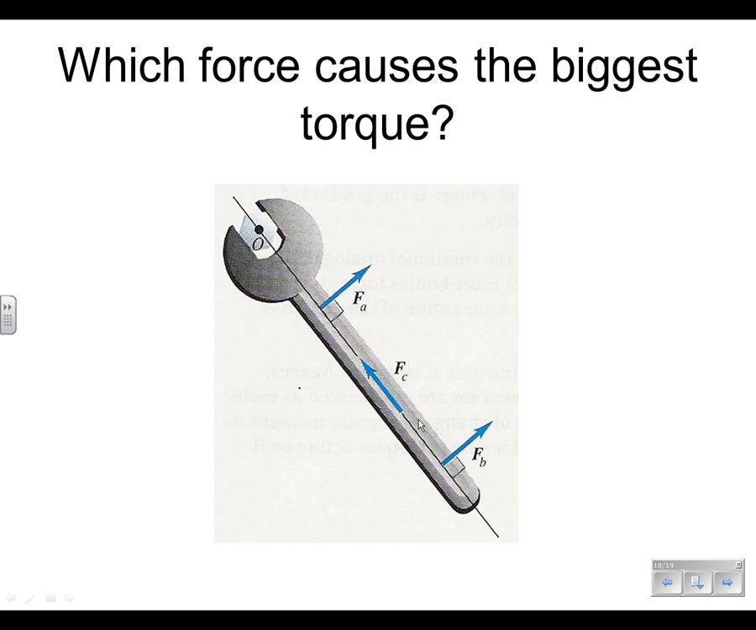F of C passes through the center of rotation, and we already discussed that that force is not going to cause any torque. F of A and F of B are both being applied perpendicularly to the wrench, so the angle is 90 degrees, which, when you plug it into your calculator, sine of 90 is 1, so that helps, but the lever arm is much longer for letter B than it is for letter A, so B would cause the biggest torque.